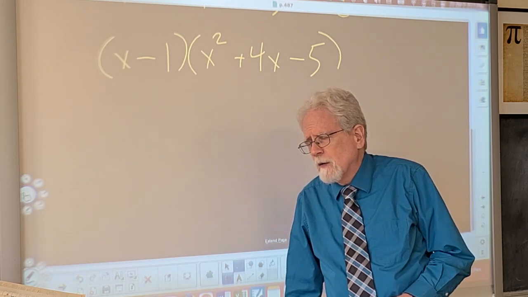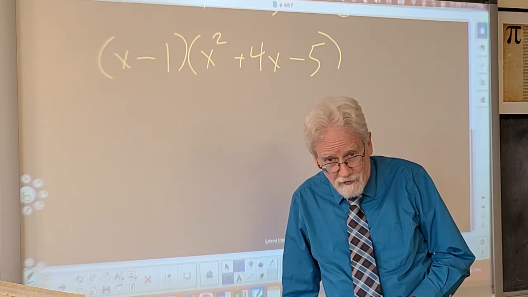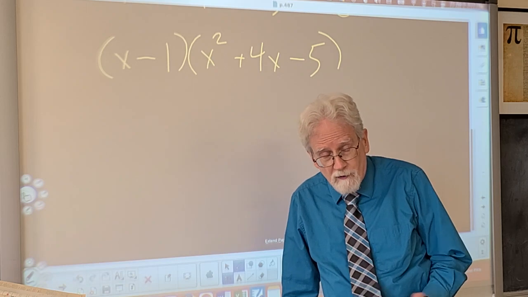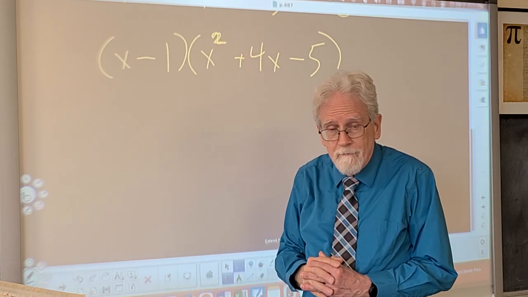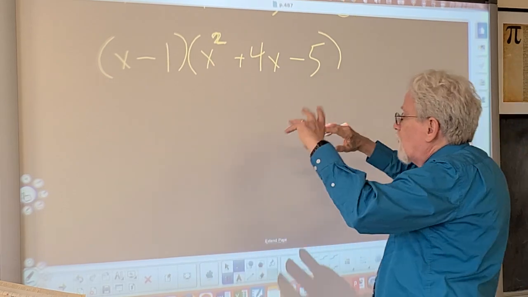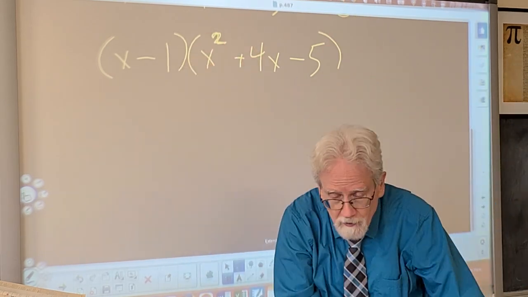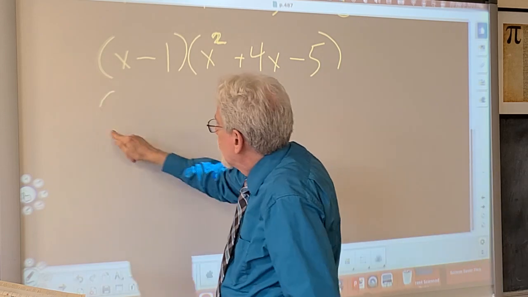Could we just use the quadratic formula? Yes, you could just use the quadratic formula, because this is now a quadratic. But this is too easy to factor. Why would we go to the trouble of the quadratic formula when we can factor that with the greatest of ease?